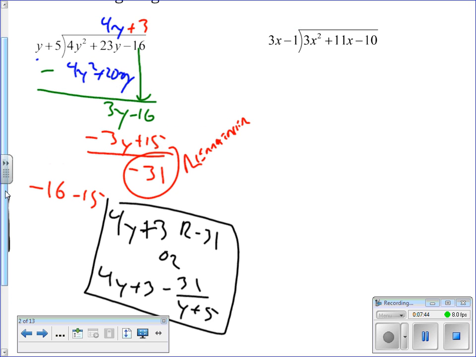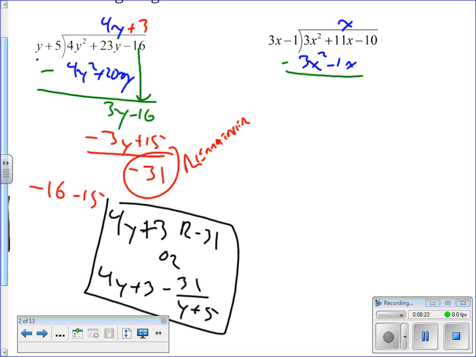It does get more complicated, but it's the same algorithm. The algorithm is the same. The steps are the same every time, no matter how big it is. So I step up to the next one. 3x into 3x squared. What do I multiply 3x by to get 3x squared? x. X times 3x plus negative 1. X times 3x, 3x squared. X times negative 1, negative 1x. And then what do I do? I subtract.